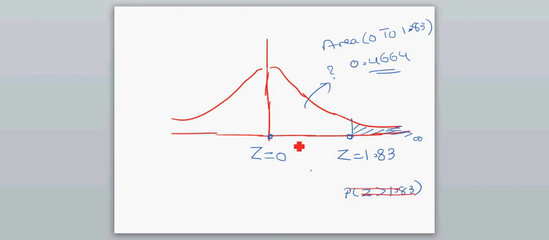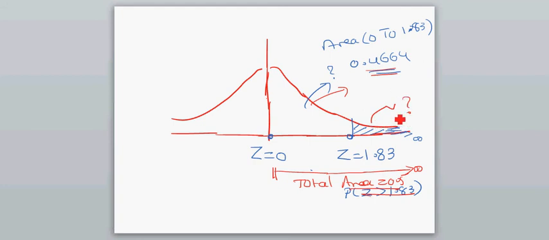Let me remove this. This total area from z equals 0 to infinity is going to be 0.5. So this total area is 0.5 and this area is 0.4664. I want this area, so I'll remove 0.4664 from the 0.5 total area, so the required area is going to be 0.5 minus 0.4664.